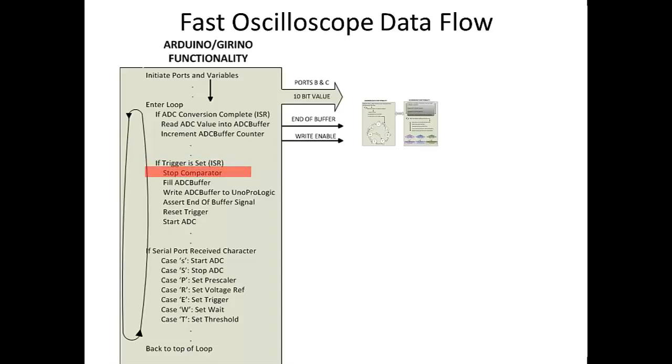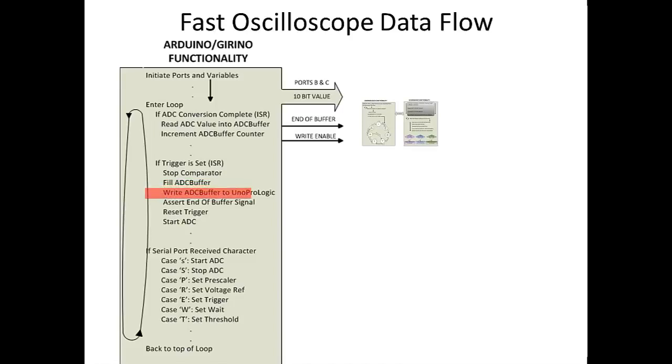The stop index is set to the current count of the ADC counter plus an additional number of counts set by a variable called wait duration. These extra counts will allow a full cycle of the analog input signal to be captured into the ADC buffer and eventually displayed. Finally, the value trigger count is set to the ADC counter. This will be used when transmitting the ADC buffer to the Uno Pro Logic.